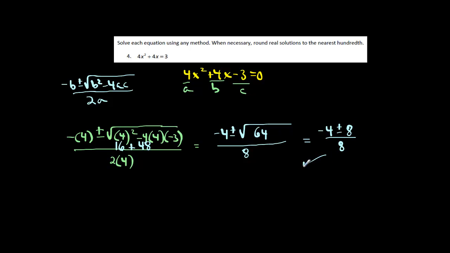So we're going to have 2 solutions here. Negative 4 plus 8 is 4. 4 divided by 8 is 1/2. Negative 4 minus 8 is negative 12. Negative 12 divided by 8, you can write it out here. 4 goes into both of those, it's negative 3/2. So our solutions are negative 3/2 and 1/2.